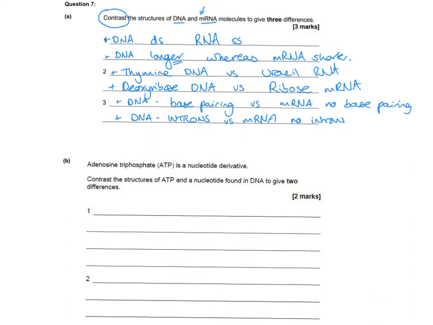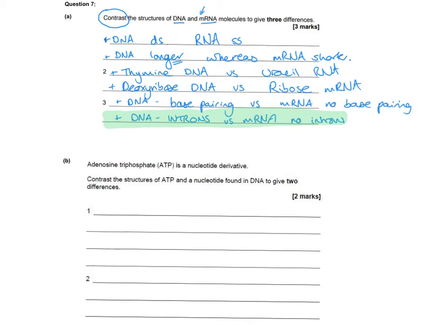And then this final point we actually haven't worked on yet. We're going to look at it a little bit later in the syllabus. But DNA has introns, whereas mRNA has no introns. Now, introns are regions within a gene that are not expressed. So what happens is DNA gets made into pre-mRNA, which is then spliced into mRNA. And splicing is the process of removing these regions called introns that are not used to make protein.